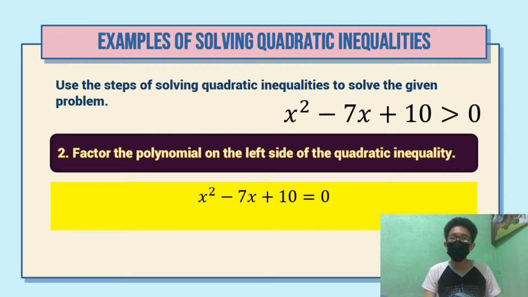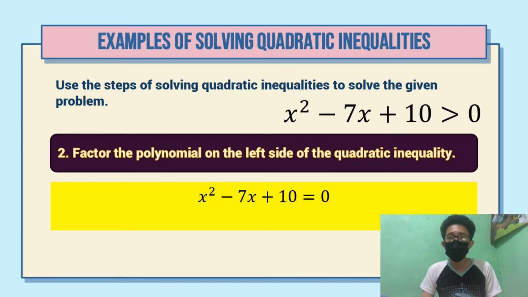If we add 1 and 10, the answer is 11, and when we add 2 and 5, the answer is 7. So we are looking for the factors of 10 that will make a sum of 7. In this case, the factors that we need are 2 and 5. Remember that the sign of the third term is positive, so both 2 and 5 must have the same sign.